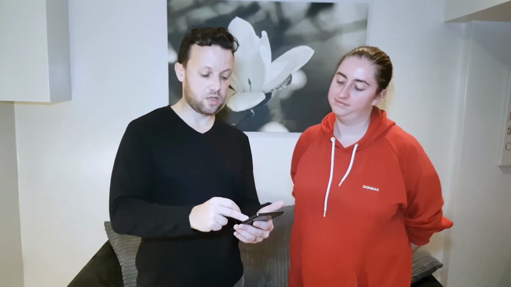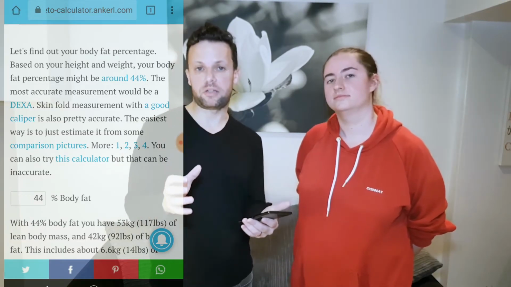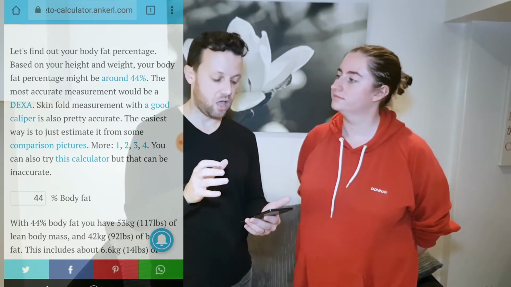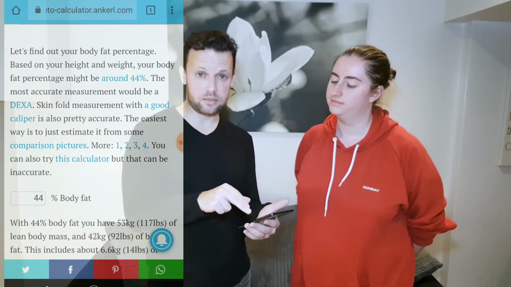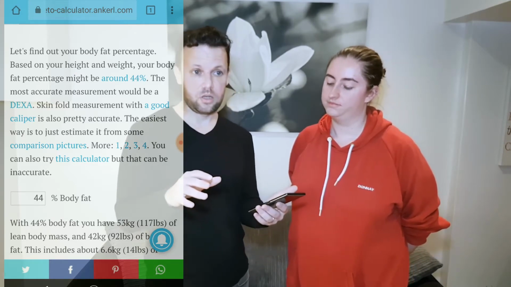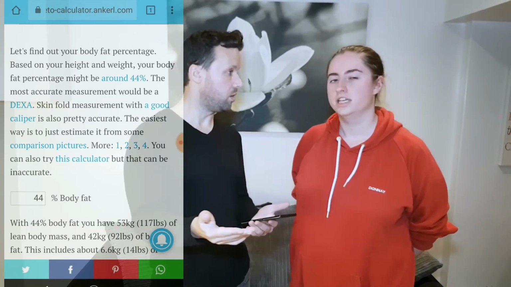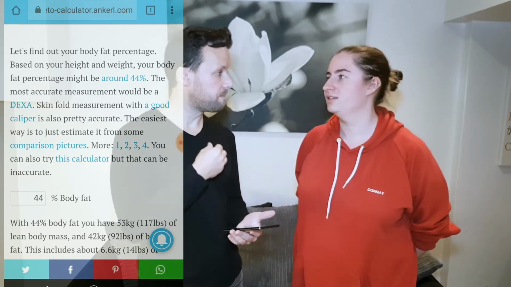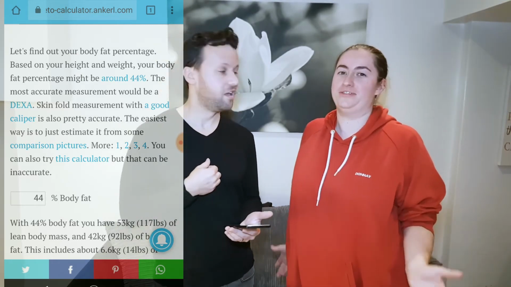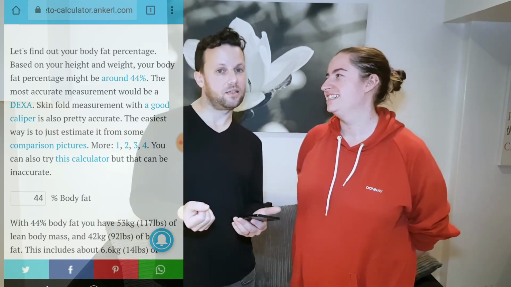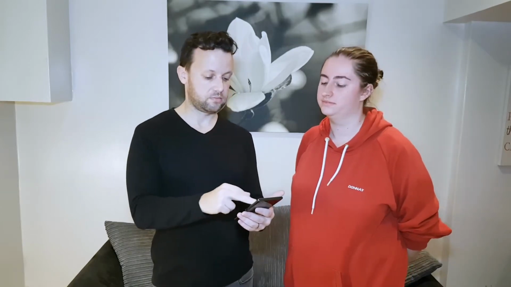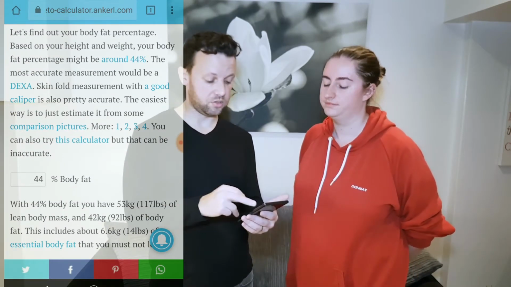The next step will then give you the percentage of body fat that you have. There are several links there that you can use to calculate your own body fat. In the beginning, I found the pictures really helpful because I had no idea how much body fat I had. Obviously, I knew it was high, but I was a bit lazy, so I just used the recommendation. In this scenario, they say based on your height and weight, your body fat percentage might be around 44%. So I've just used that as a starting point.